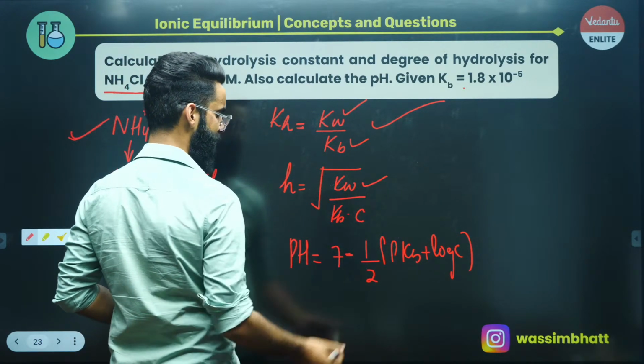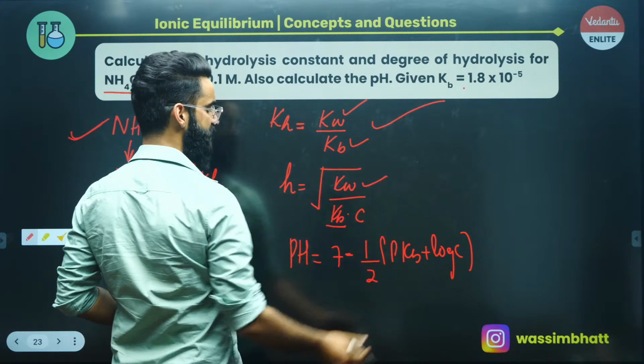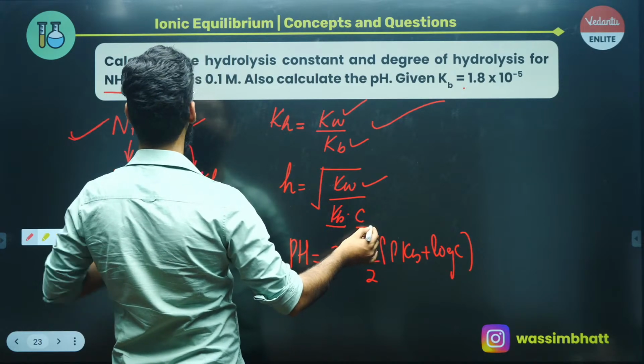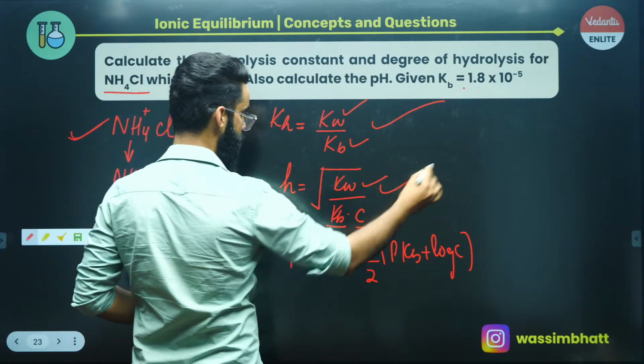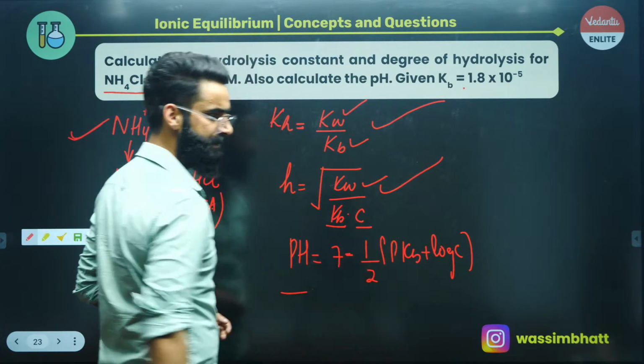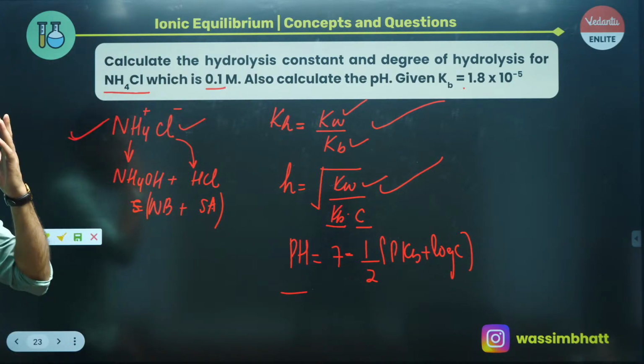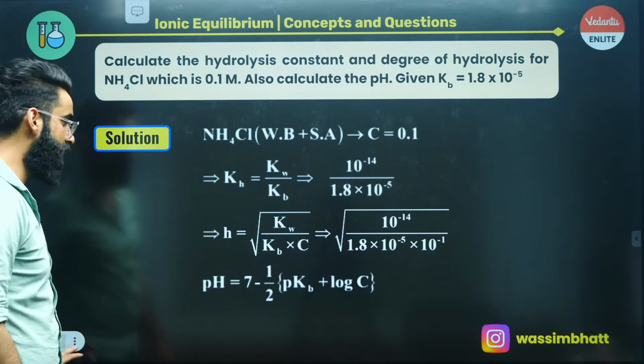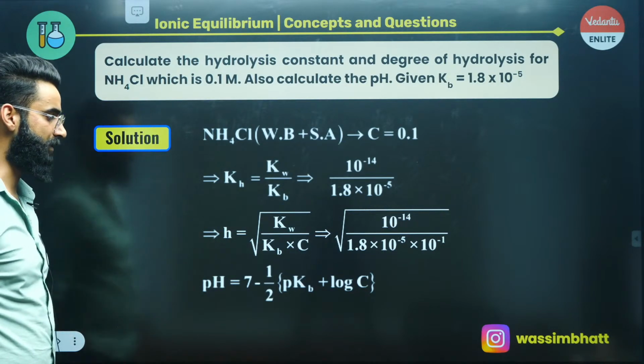Kw 10 raised to minus 14, Kb, you know, 1.8 into 10 raised to minus 5. C is the concentration of salt, and concentration of salt is 0.1. So you can calculate h, right? Similarly, all these parameters are given. You can calculate easily the pH of the resulting solution as well. I'm sure you can solve it, right? This is the way you are going to solve them.